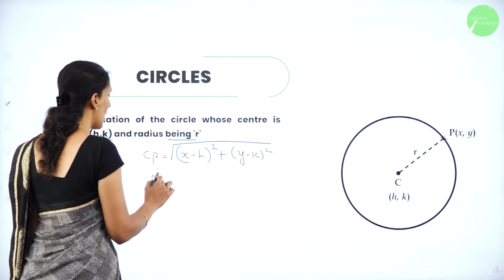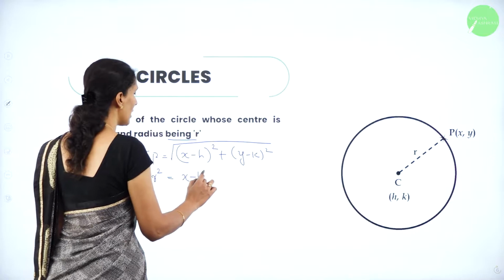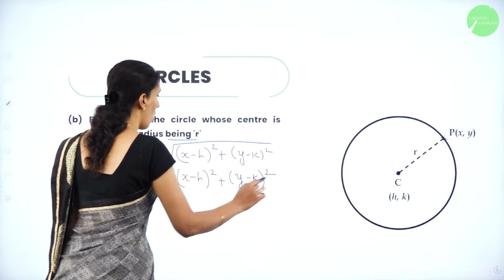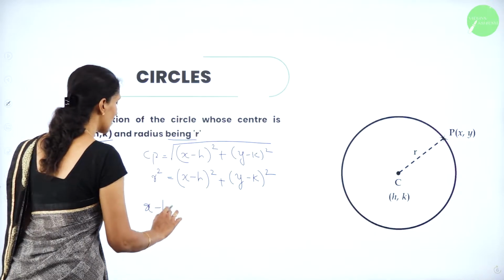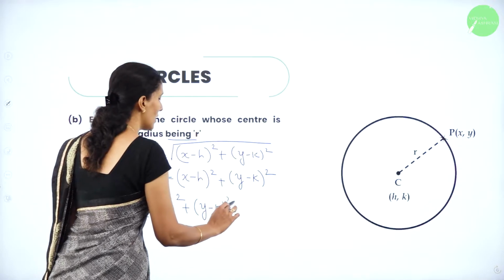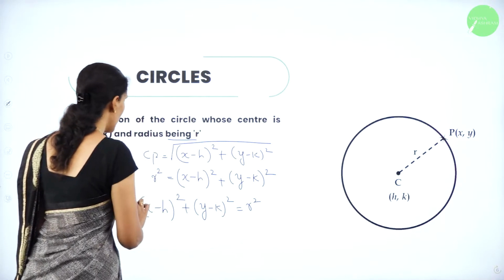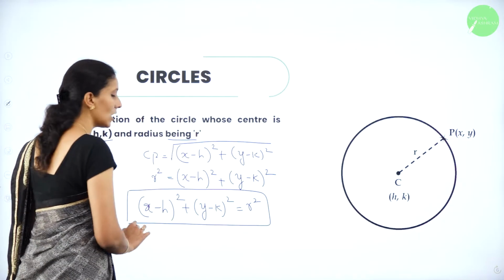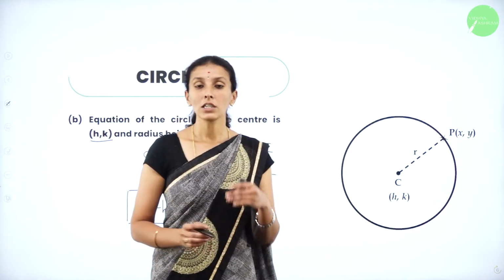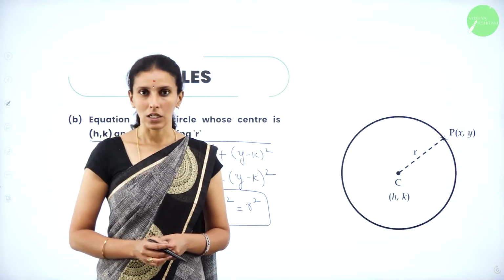Therefore, r square is equal to (x minus h) whole square plus (y minus k) whole square. Or we can say (x minus h) whole square plus (y minus k) whole square is equal to r square is the general equation of a circle with center (h, k). This is also the standard equation of the circle.